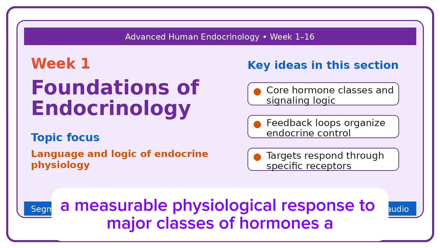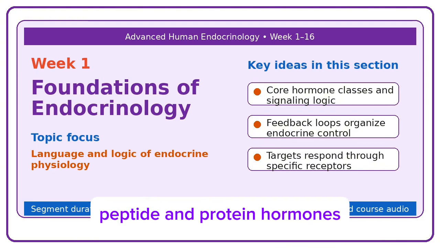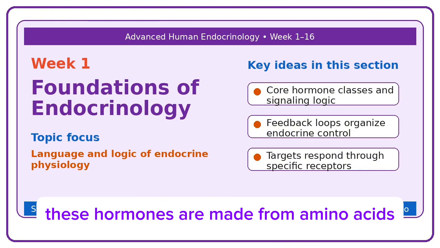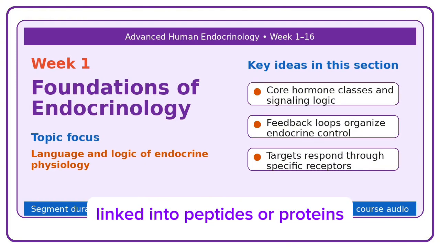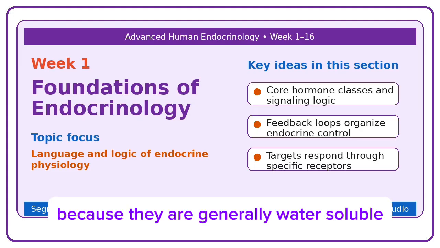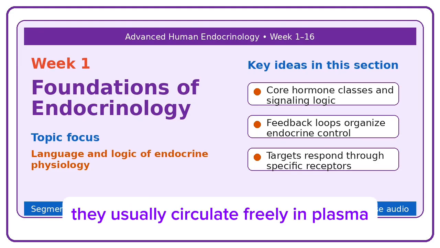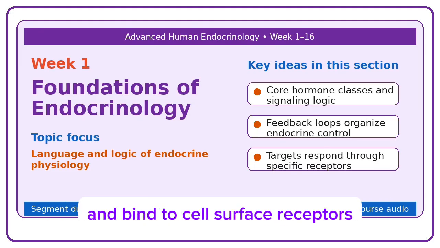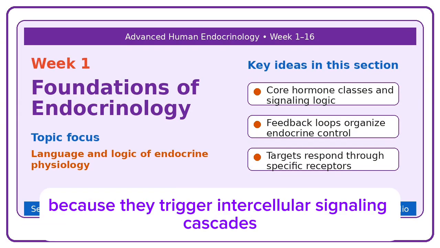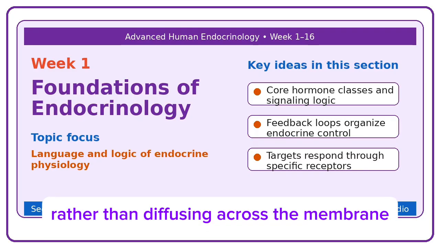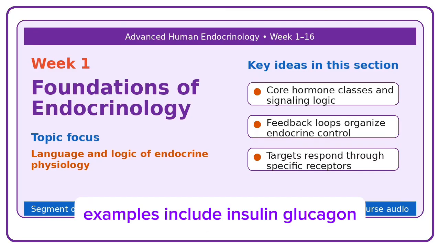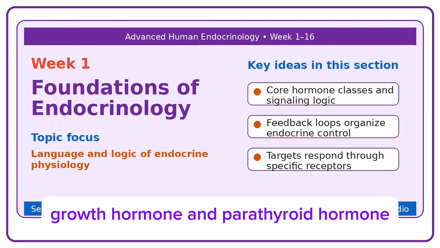2. Major classes of hormones. A. Peptide and protein hormones. These hormones are made from amino acids linked into peptides or proteins. Because they are generally water-soluble, they usually circulate freely in plasma and bind to cell surface receptors. Their effects can be rapid because they trigger intracellular signaling cascades rather than diffusing across the membrane. Examples include insulin, glucagon, growth hormone, and parathyroid hormone.